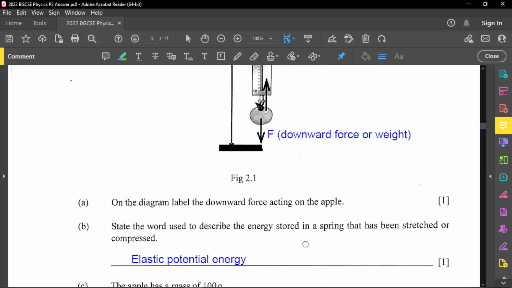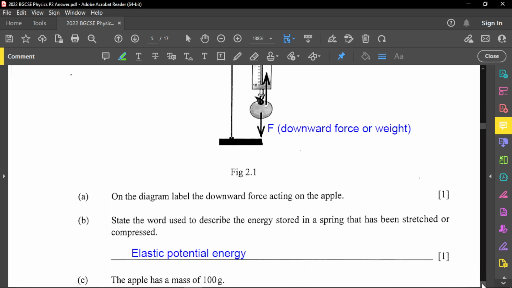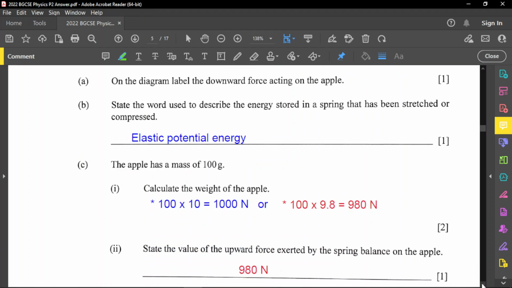State a word used to describe the energy stored in a spring that has been stretched or compressed, and that energy here is called the elastic potential energy. So anything that is elastic or can be compressed and stretched, then yes, elastic potential energy.